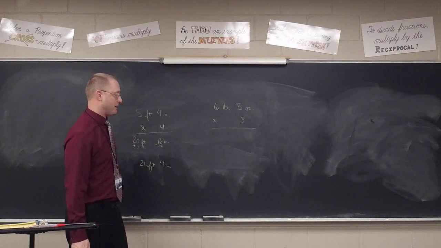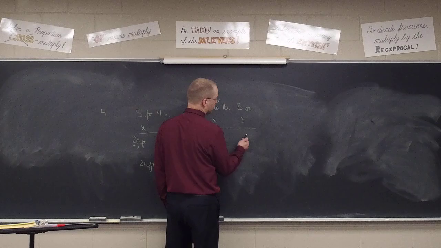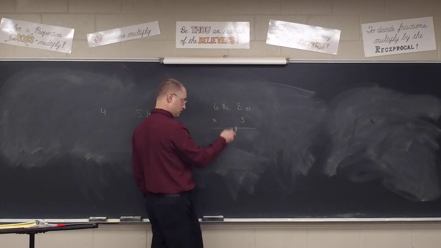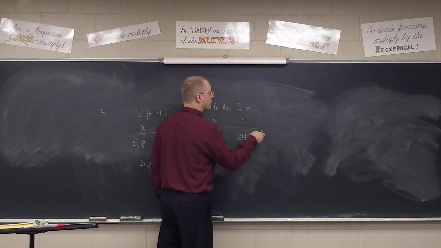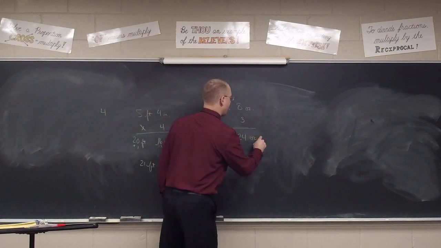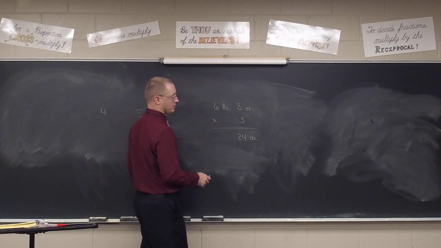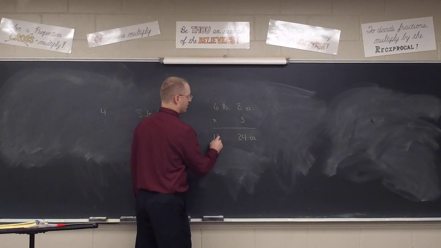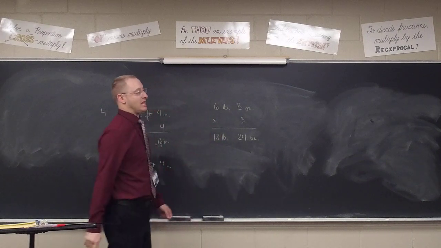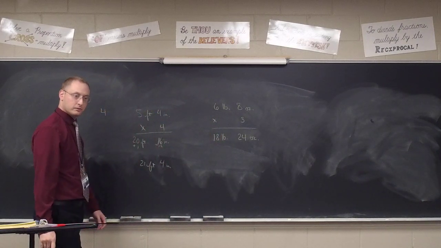What do we do first, Michael? Multiply 3 by 8 and get 24. 24 ounces, okay, and then? Multiply the pounds by 3 and you get 18 pounds. But we're not going to leave the answer like that, Luciana. What do we need to do?